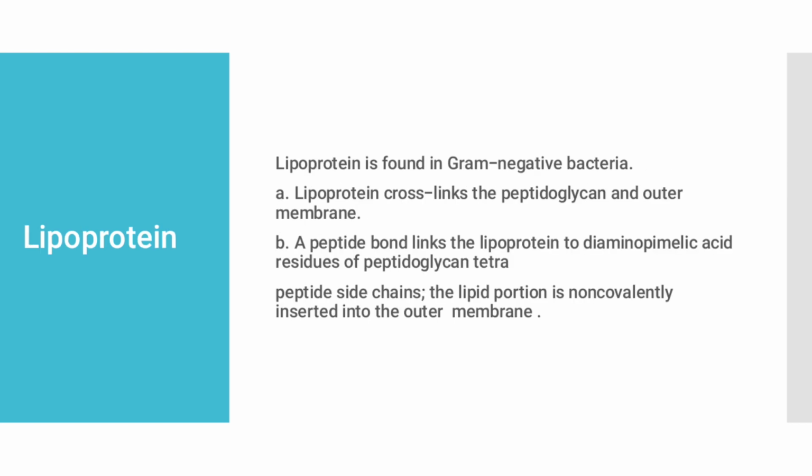Lipoprotein. These are found in the gram-negative bacteria. This cross-links the peptidoglycan and the outer membrane. A peptide bond links the lipoprotein to the diaminopimelic acid residues of the peptidoglycan tetrapeptide side chains. The lipid portion is covalently inserted into the outer membrane.